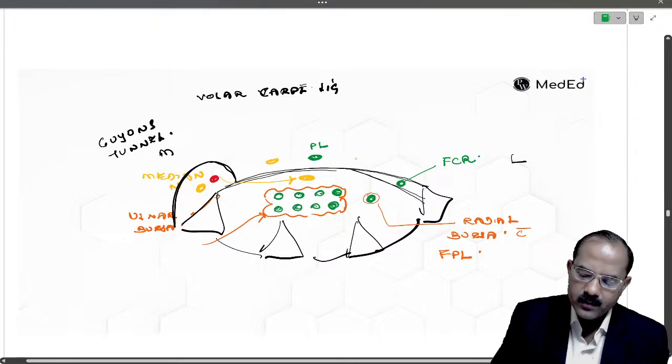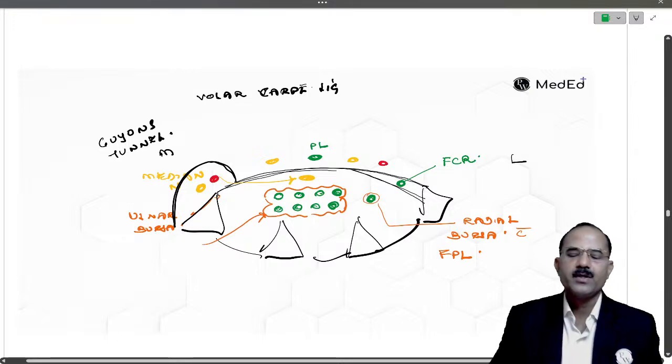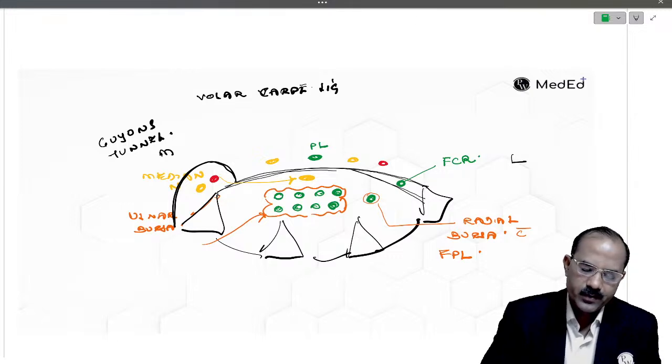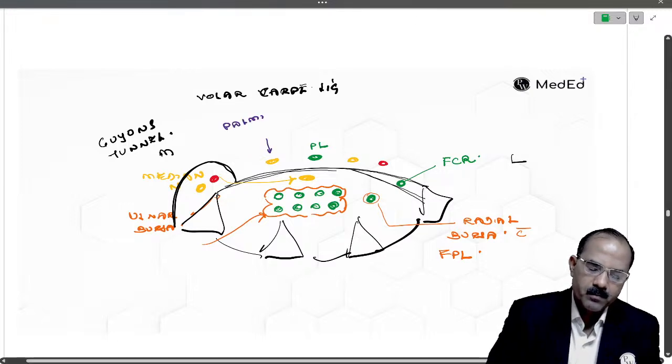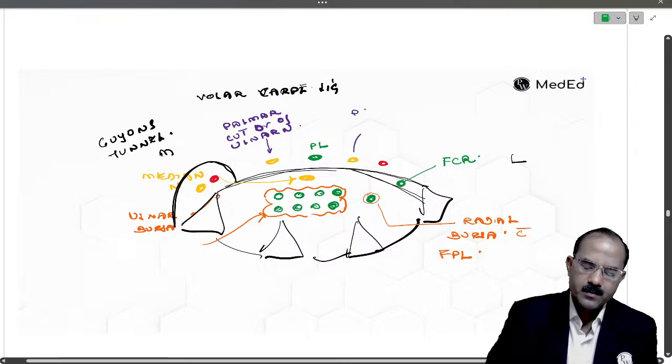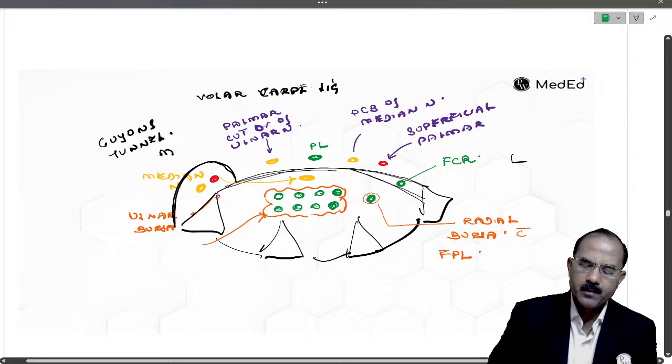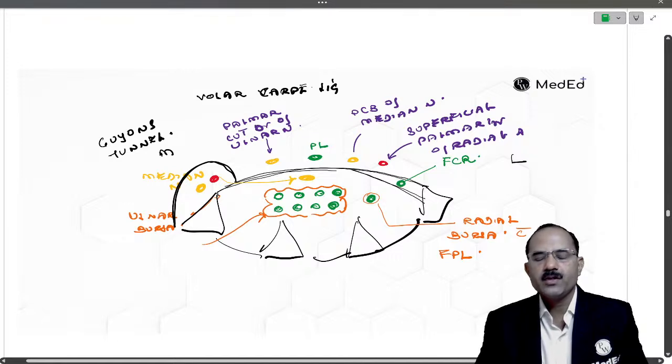Now, what is this? There's a nerve here, there's a nerve here, and there's an artery here. Can anyone tell me what this nerve is known as? I'll just write this for you. This nerve is known as the palmar cutaneous branch of ulnar nerve. And this is the palmar cutaneous branch of median nerve. And what is this artery? This you should know. Superficial palmar branch of radial artery.